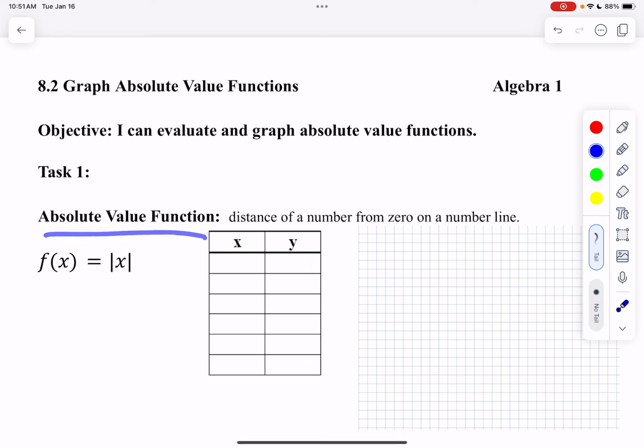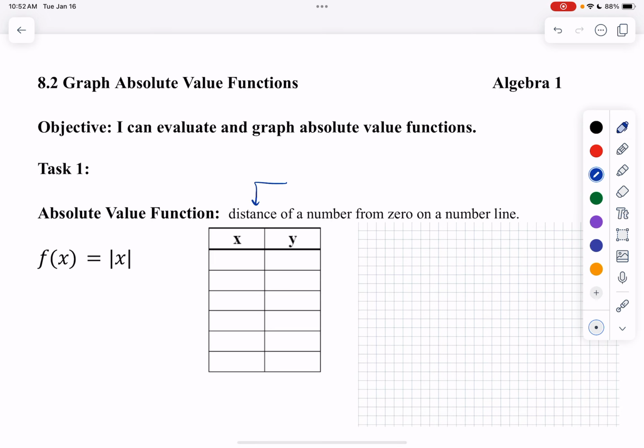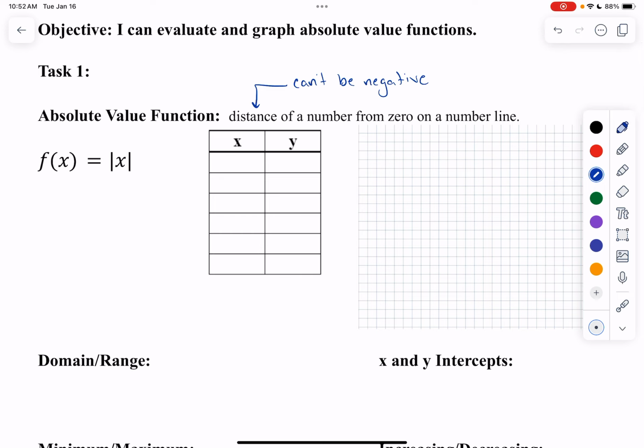An absolute value function is a number's distance from 0 on a number line. And it's important to note that distance can't be negative. We don't talk about distance going north as positive and south as negative, or west as positive and east as negative. We talk about distance as just a positive number. So distance is always positive. That's what an absolute value function does: it gives you that number's distance from 0.